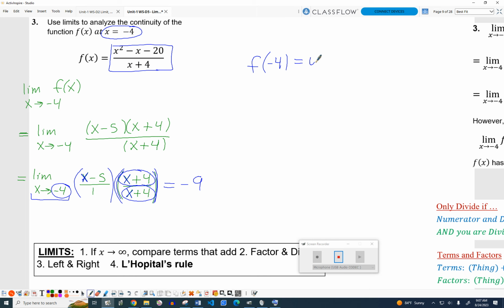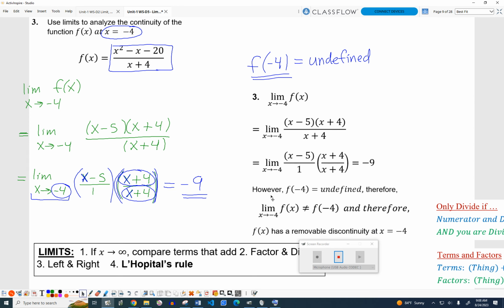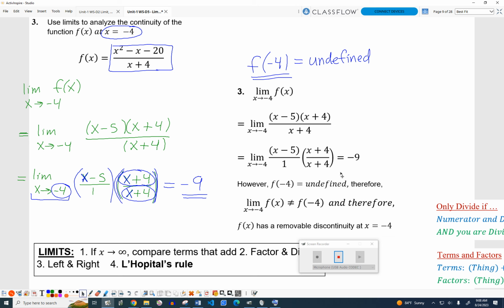So from your work on the buff packet, if you find the left-right limits, and therefore the overall limit, are all equal to -9, but the function is undefined at x equals -4, is the function continuous? No. It has a removable discontinuity. And that's the conclusion. So there's the answer right there.